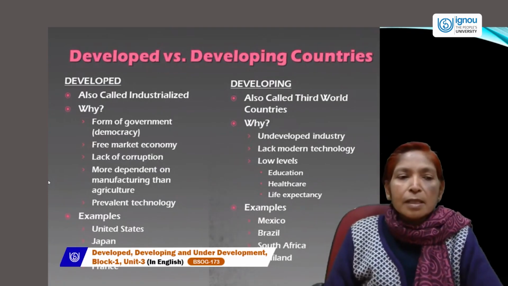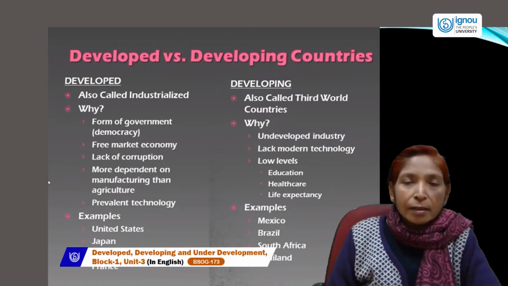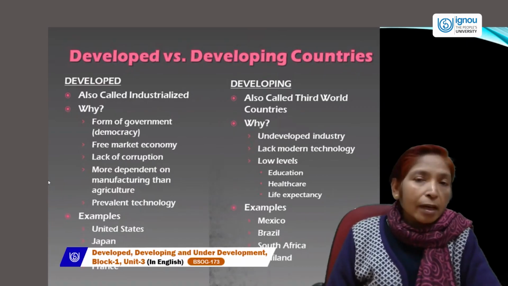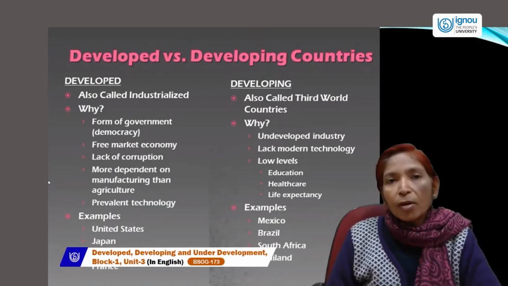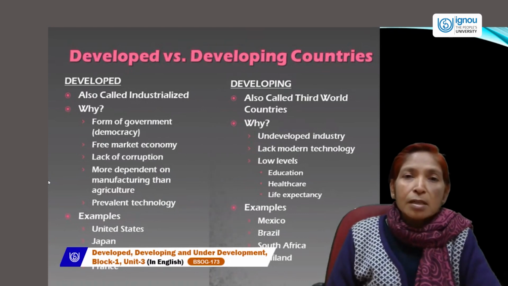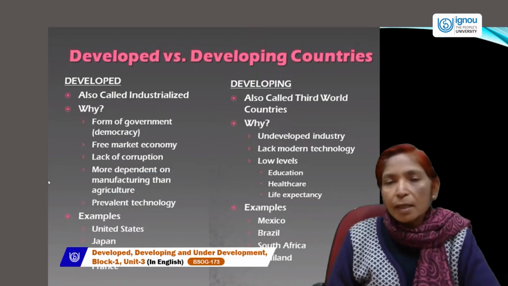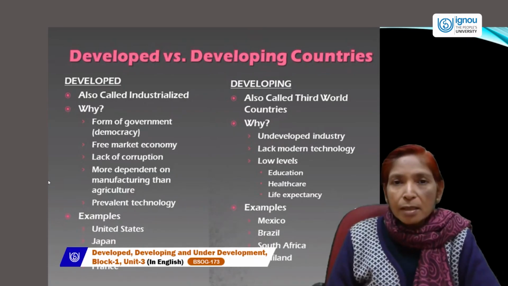And in developed countries there is a lack of corruption. This is the most important factor by which a country can be called developed or underdeveloped. If there is no corruption, then the country will be called developed. And if a lot of corruption exists in the economy, that economy can't reach the position of developed countries. Like in the African continent, there is too much corruption. That's why the African continent is still developing, not developed.